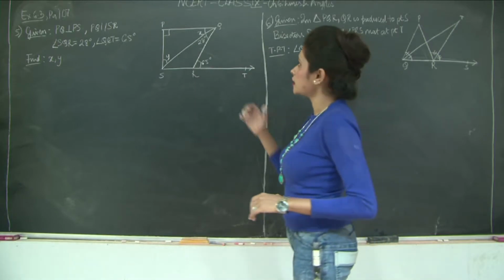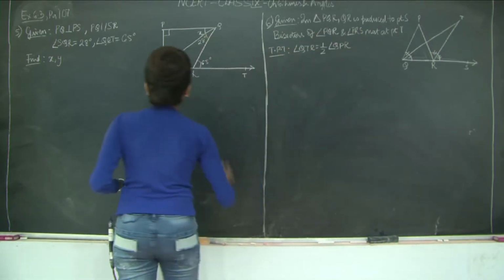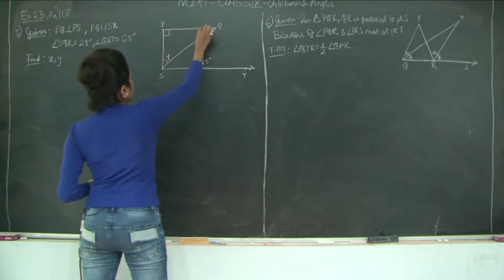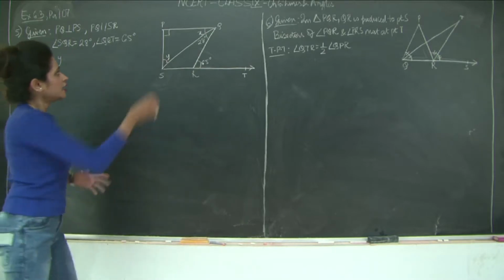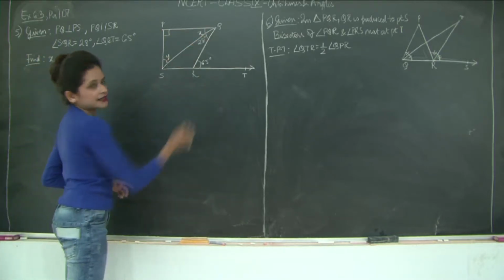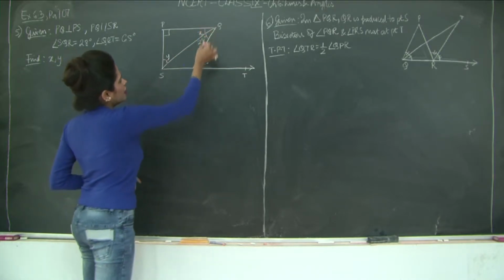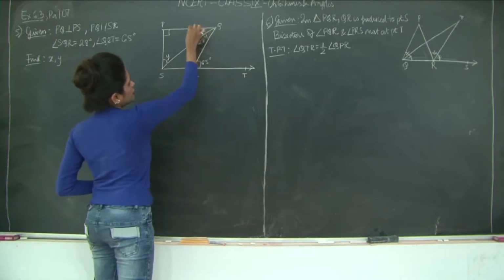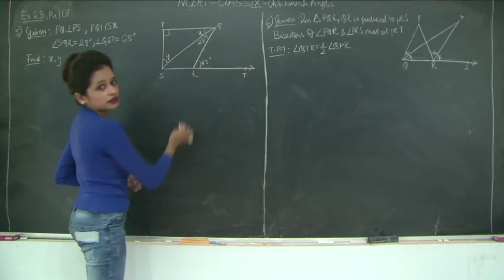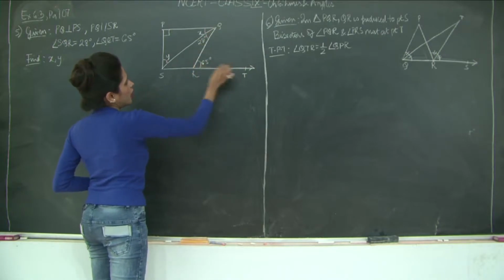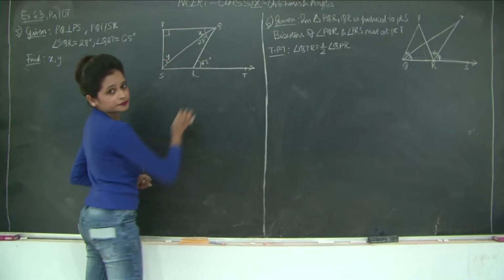We need to find the measure of angles X and Y. So let's mark our X and Y in the diagram. We need to find the measure of these two angles. So what strategy are we going to follow? First of all, PQ is parallel to SRT and QR is the transversal. Therefore, this angle, that is PQR, is equal to angle QRT. Correct? Why? Because they are alternate angles.